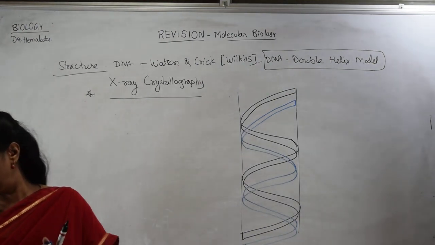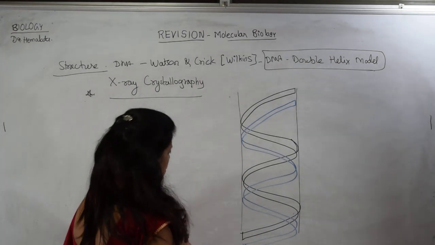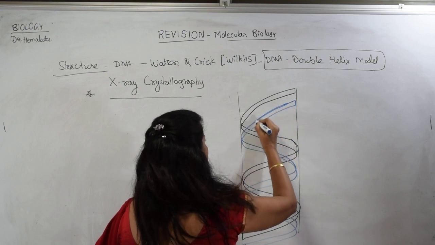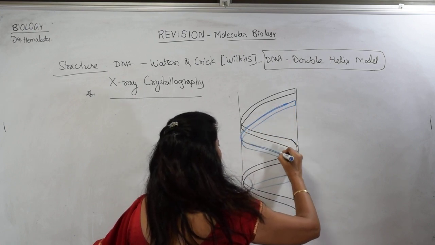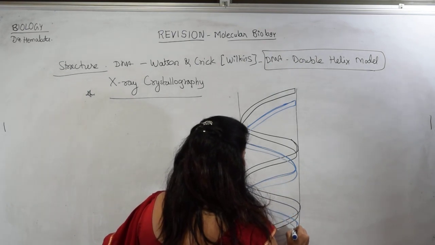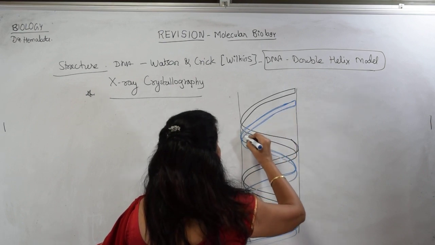I put some makeup. If it is fine, that's okay. Otherwise, I'll just draw it once again. So this is the other strand that I'm drawing. Wherever you are drawing, if it is overlapping, you erase the overlapped portion. Okay, the structure.